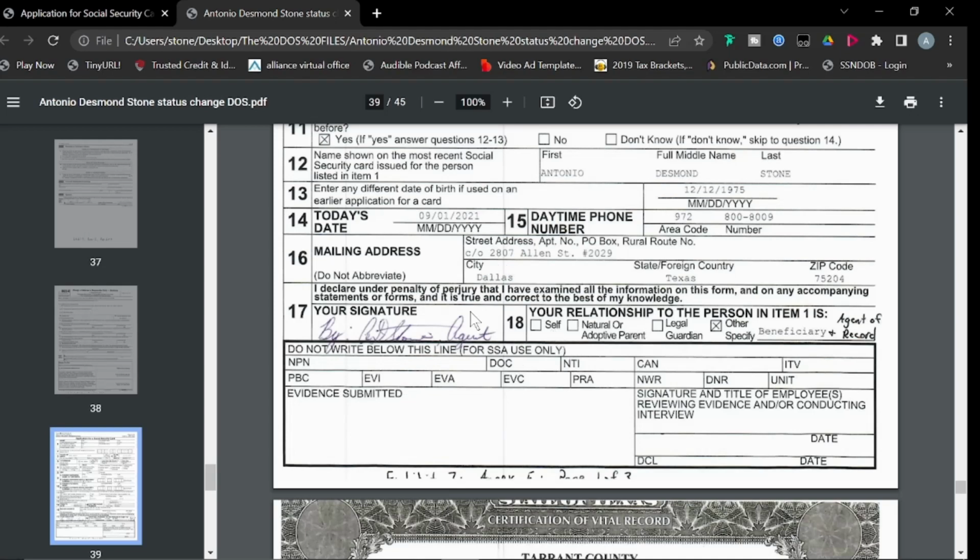Okay, so now here we go. I declare under penalty of perjury that I have examined all information on this form and on any accompanying statement or form, and it is true and correct to the best of my knowledge. So you're not lying on this application. They know you're not lying on this application or contract. But it's not really a contract to us the way we're doing it. I just say contract because that's how it's labeled. All applications are labeled as a contract, so we don't get confused.